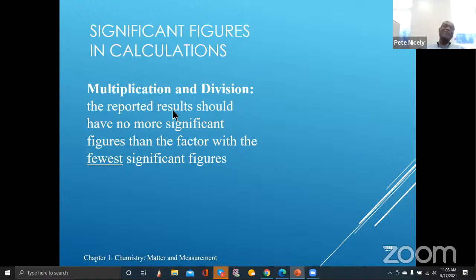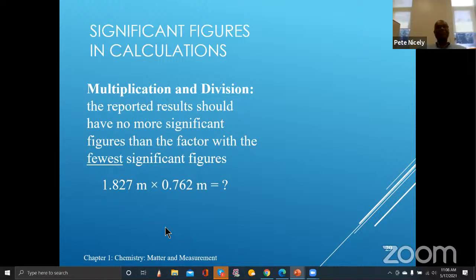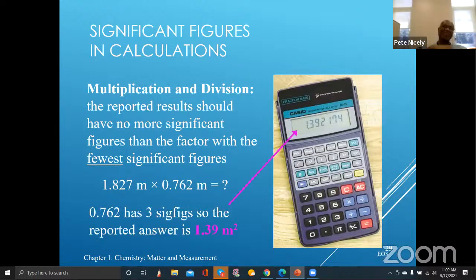When you're multiplying and dividing numbers, the reported results should have no more significant digits than the factor with the fewest number of significant figures. To illustrate this, let's look at this setup right here, where you're multiplying 1.827 by 0.672 meters, right? Of course, you'd use your calculator to do this calculation. If you punch in your numbers and press the equal sign, this is the answer that you're going to get on your calculator display, all right?